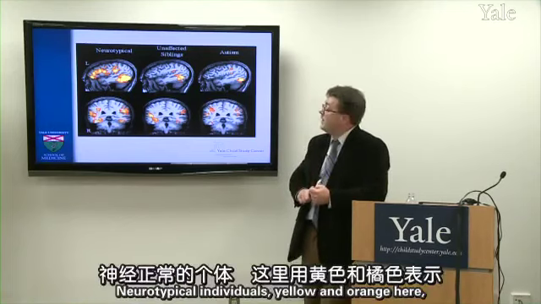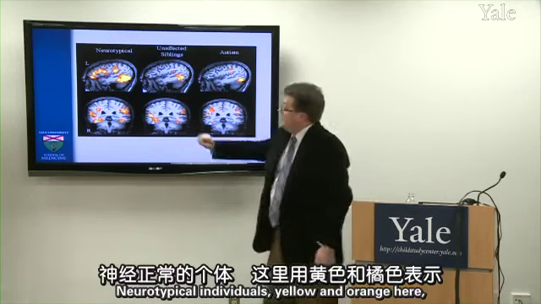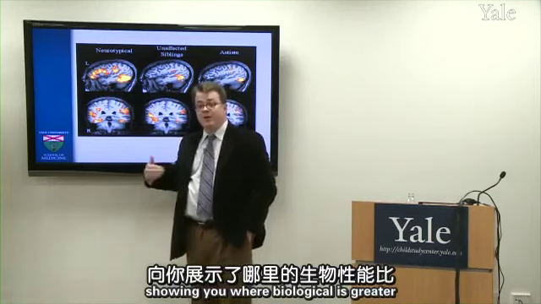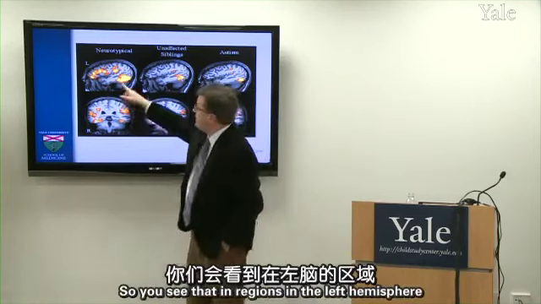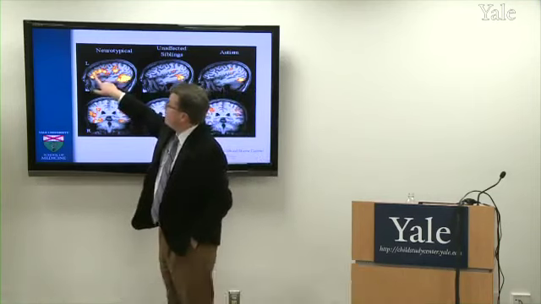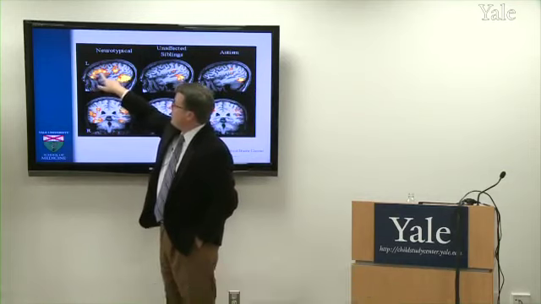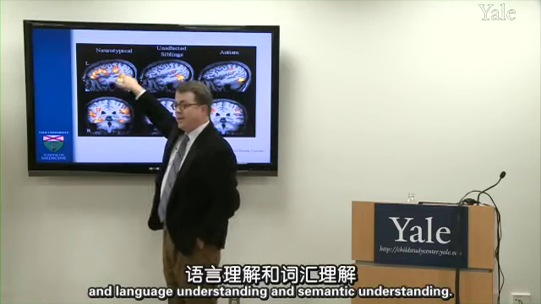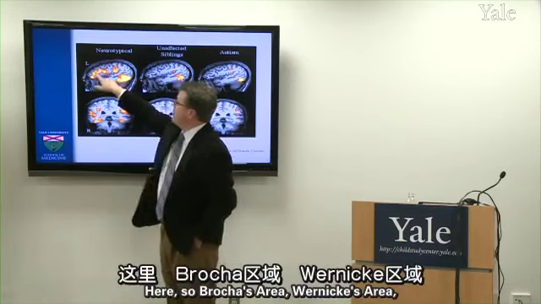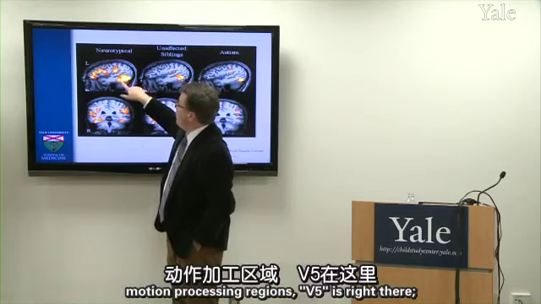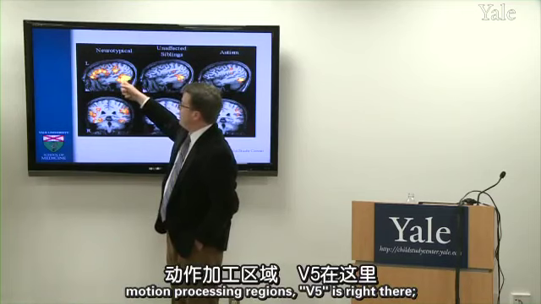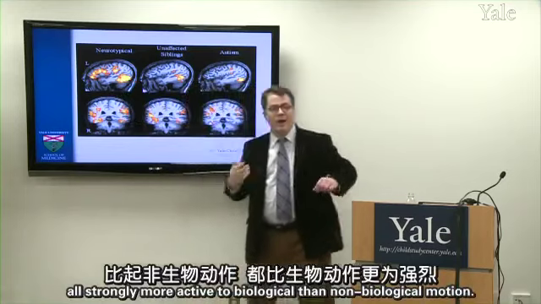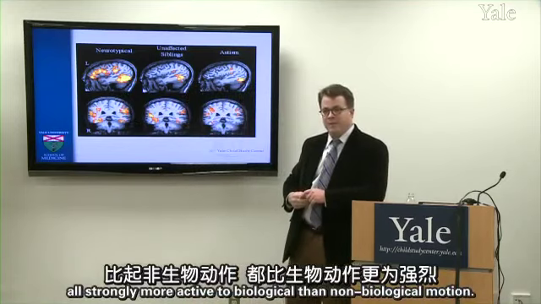So what we found, in 3 groups of subjects, is something that I think is very, very interesting. Neurotypical individuals, yellow and orange here, are showing you where biological is greater than non-biological motion. Okay, so you see that in regions in the left hemisphere that are typically thought to be involved in language production and naming things, and language understanding and semantic understanding, here, so Broca's area, Wernicke's area, motion processing regions, V5 is right there, and the superior temporal sulcus, all strongly more active to biological than non-biological motion, right?